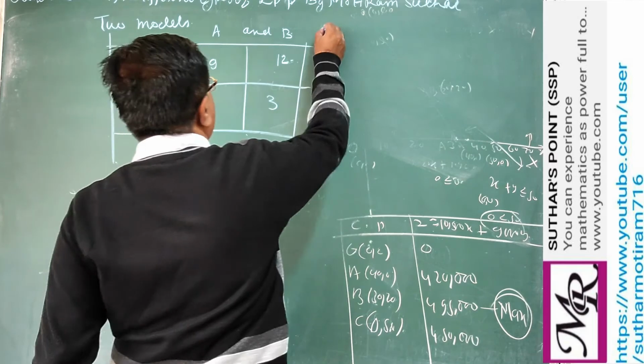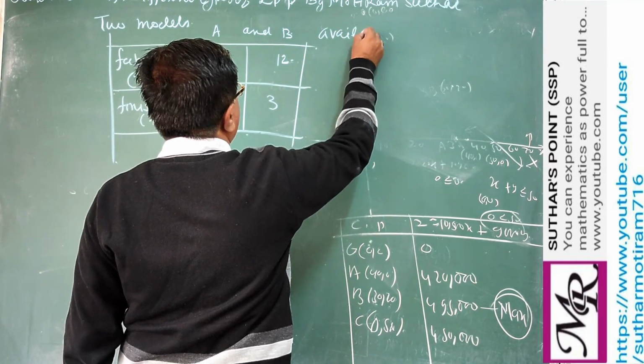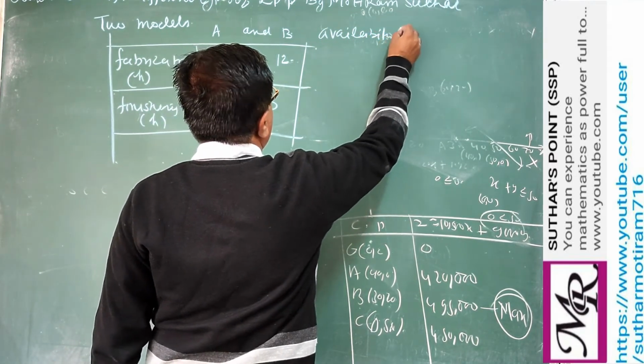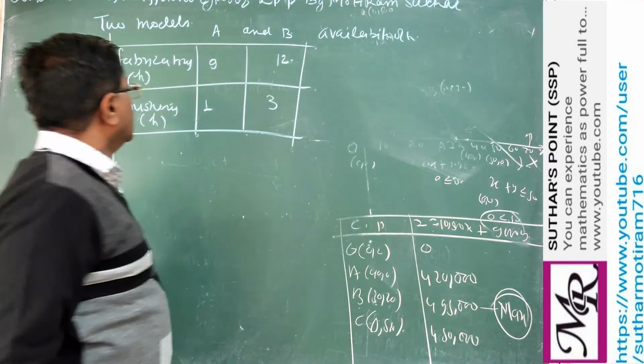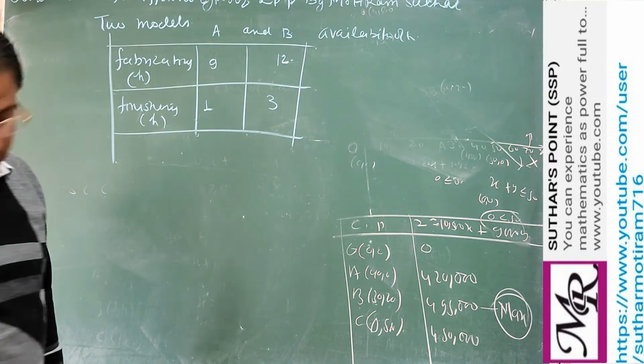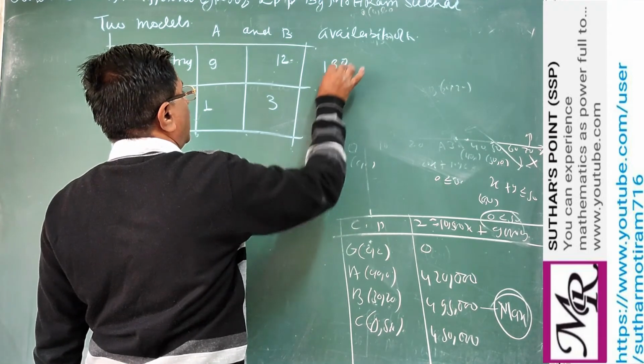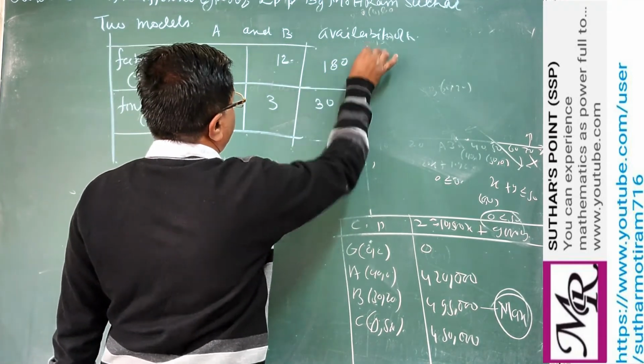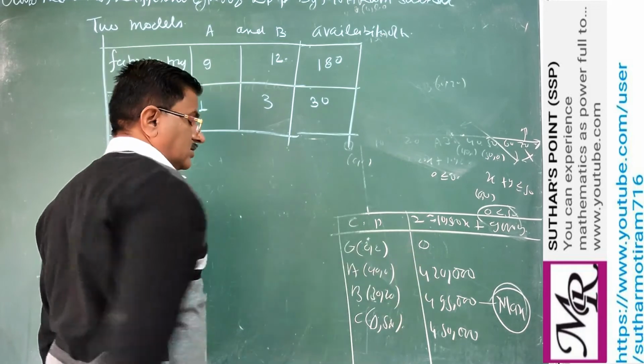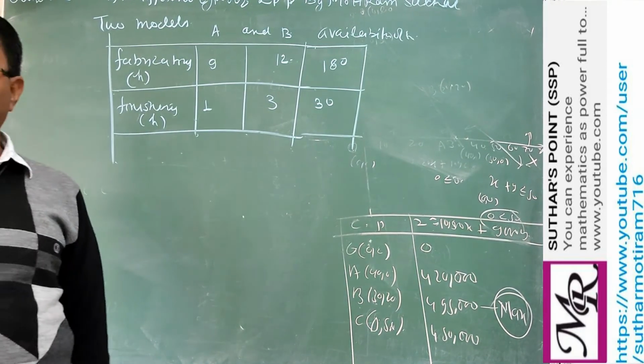So here the availability of the hours, or you can say time, is also given. For fabricating it is 180 hours, and for finishing there are 30 hours. This is the total availability of time.